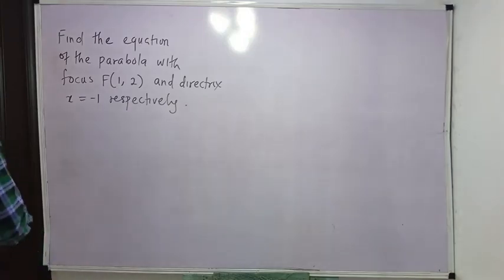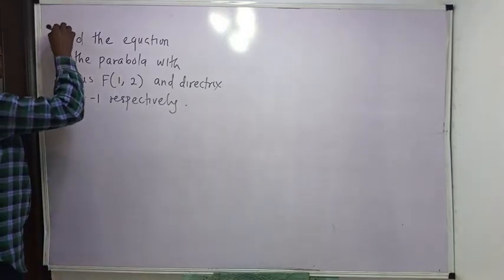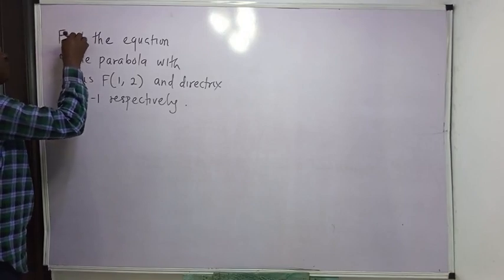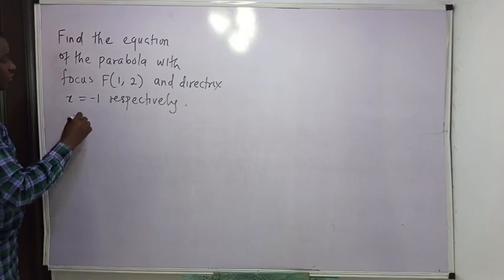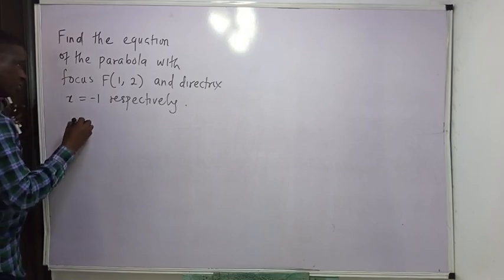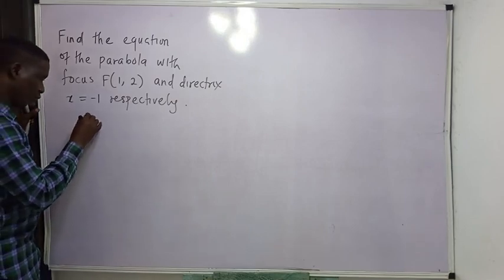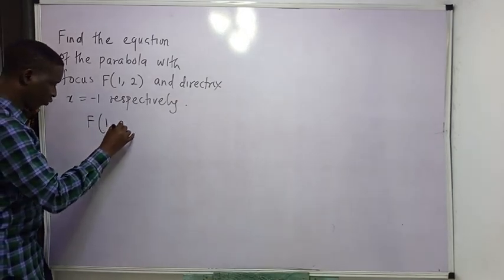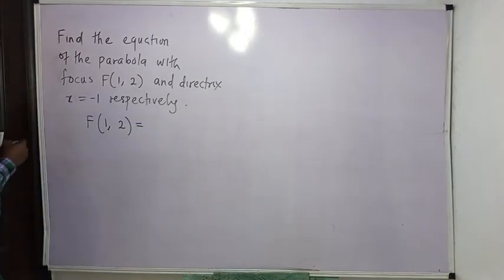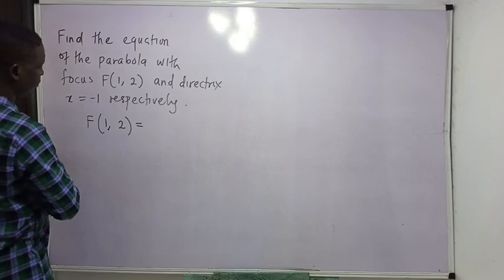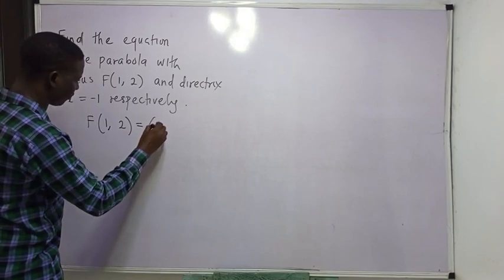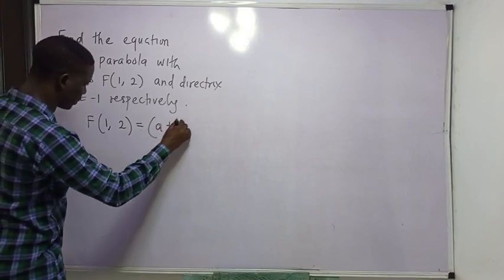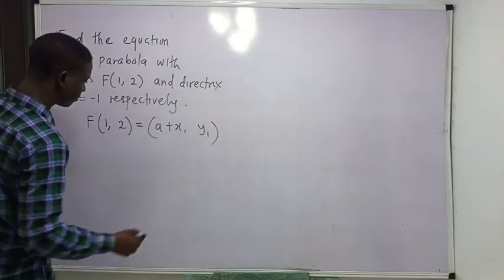Now we want to solve a question on parabola. Let's take this special question. They say find the equation of the parabola with focus (1, 2). Don't forget the focus is given as 1 comma 2. What is the formula I gave you for focus? We gave you minus a plus x1, y1.